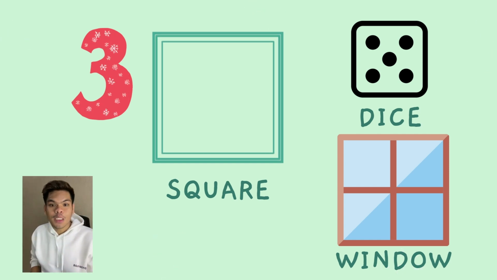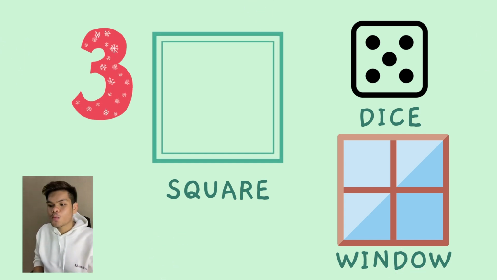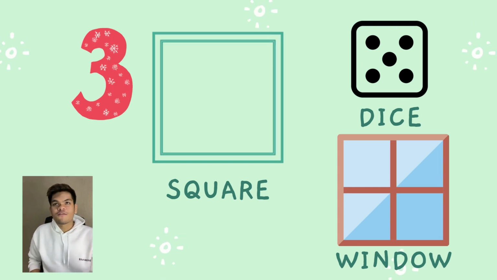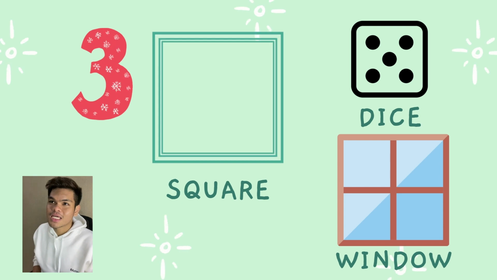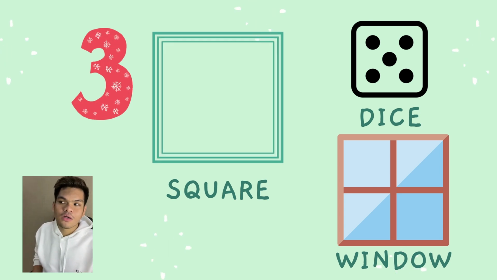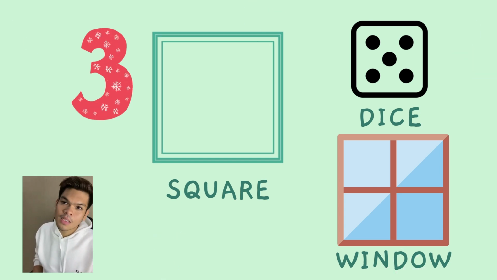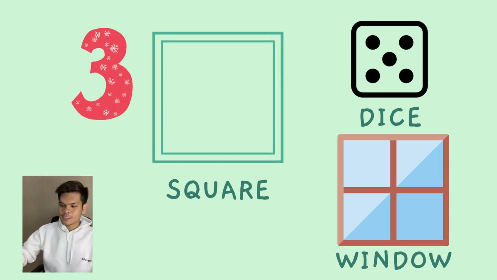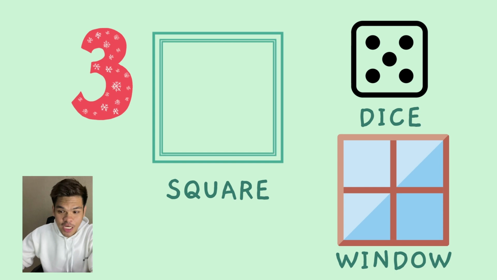The second example is we have window. Okay, window or tingkap. Most of the houses, the windows are square. Kebanyakan rumah tingkapnya berbentuk segi empat sama. Okay, let's go to the next shape.